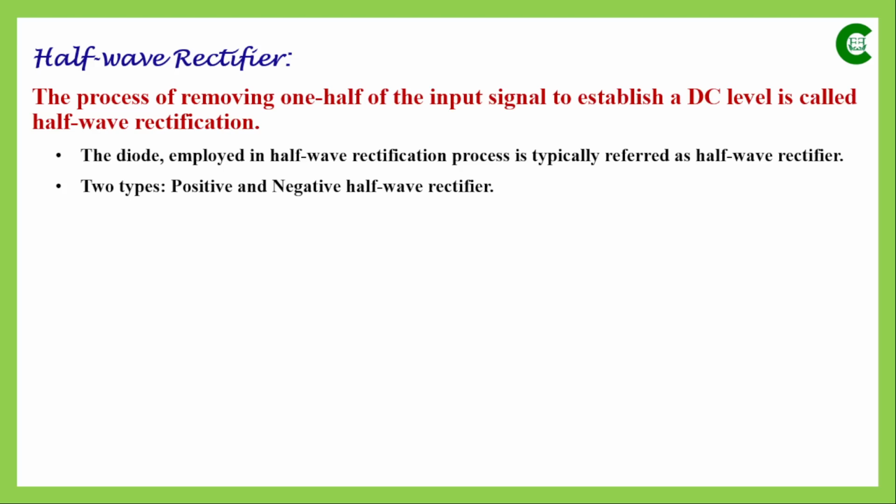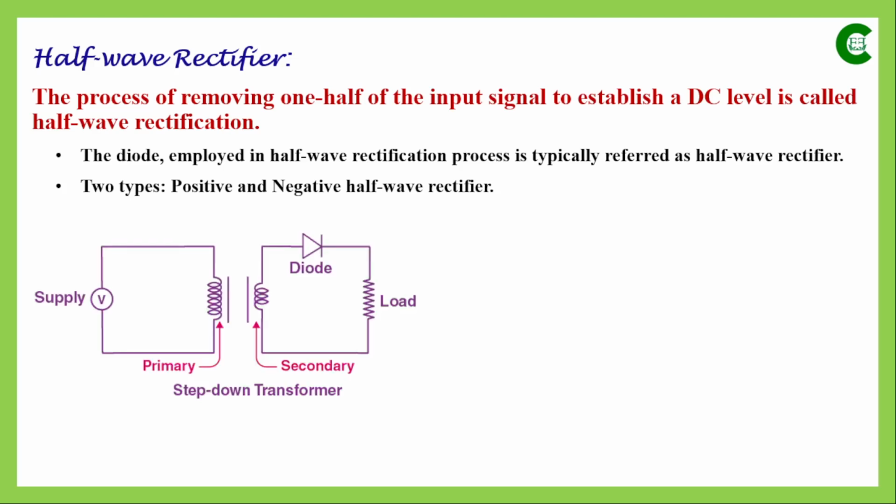Similarly, in case of negative half-wave rectifier, we will be having only the negative half cycles. But generally, when we talk about half-wave rectifier, we use a circuit where we get only positive half cycles in the output. That means positive half-wave rectifier.